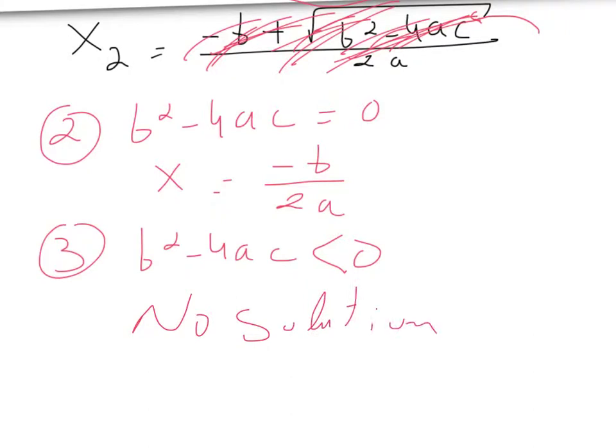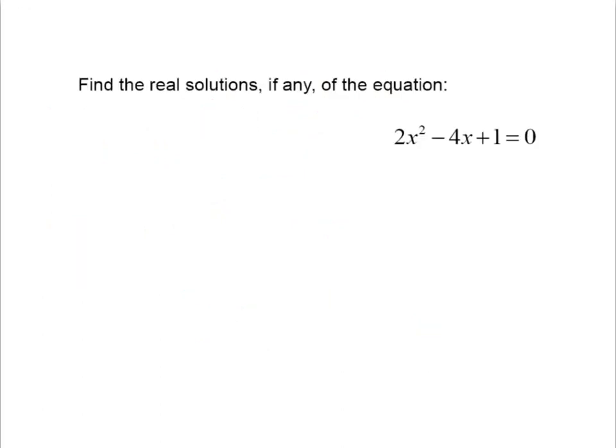Let's move to an example. Find the real solutions, if any, of the equation 2x squared minus 4x plus 1. That looks like ax squared plus bx plus c, and we can use the quadratic formula. First, let's identify what a, b, and c are. So a is 2.